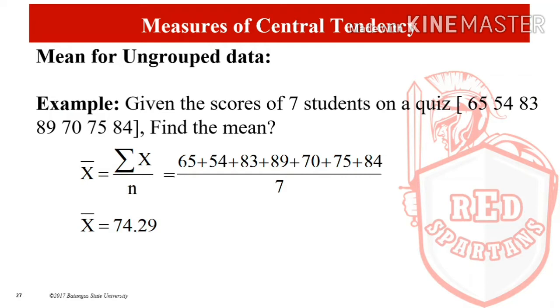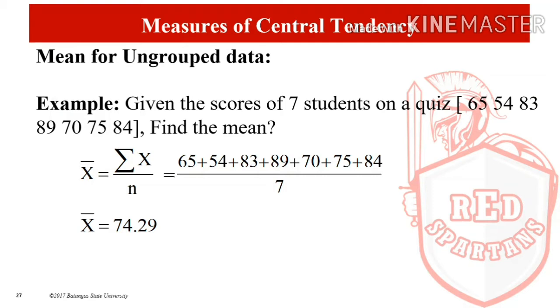Yung formula natin, x bar is equal to summation of x over n. So, ang gagawin lang natin, kukunin natin yung summation or yung total ng score ng 7 students. Then, i-divide natin siya sa 7 students, which is equivalent to 74.29. So, yun yung ating x bar or the average score of 7 students. So, class, meron akong ituturong calculator technique. Kung meron kayong calculator, pwede nyong kunin, then sundan yung aking sasabihin.